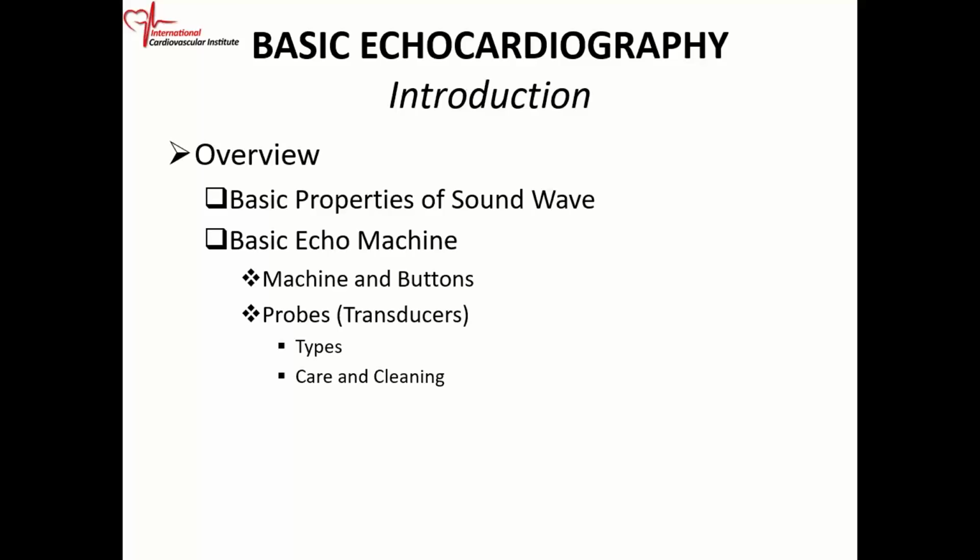Before we look at the echo machine, we'll look at the basic properties of sound waves, because when we say echo, we're using ultrasound to look at the heart, and you have ultrasound of the abdominal organs, and similarly they use ultrasound to look at the organs. But this is echocardiography, where we use ultrasound to look at the heart. So we're going to look at the basic properties of the sound wave. Then we look at the echo machine and the care for the echo machine.